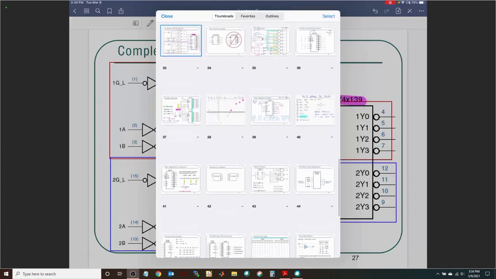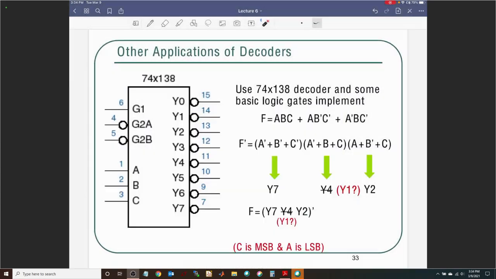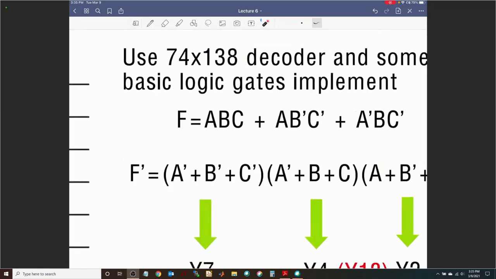Where is it? It's right here. Let's talk about that with this. We are going to use this 74X138 chip to synthesize this particular logic function. F is AB, or ABC, or AB complement C complement, or A complement B and C complement. So can you tell me this in the canonical SOP form, like the shorthand?